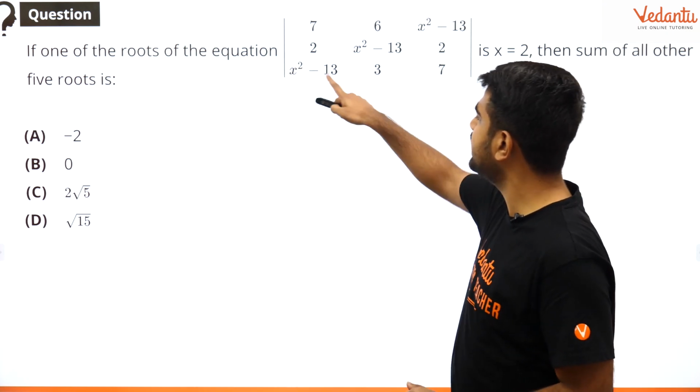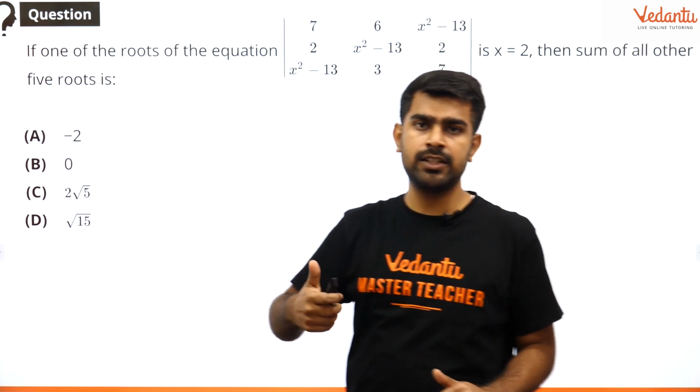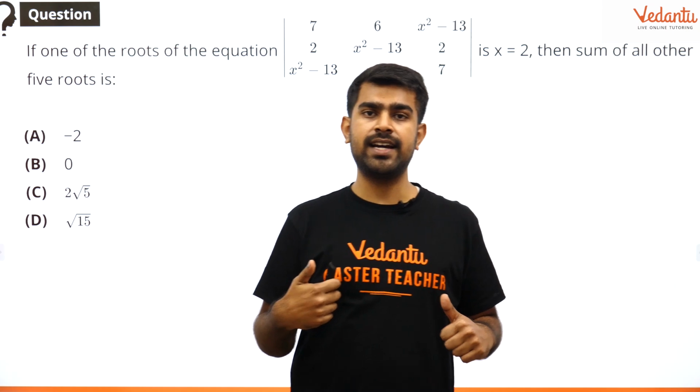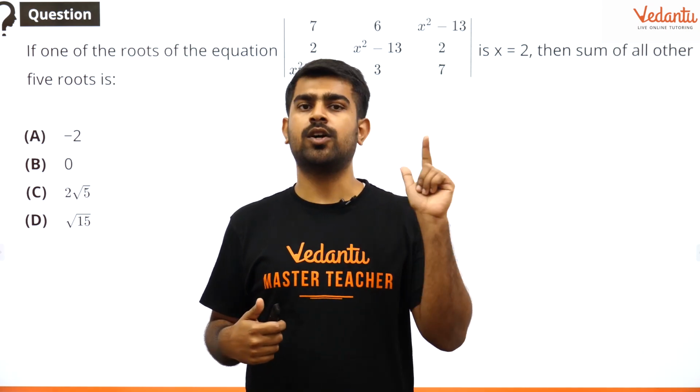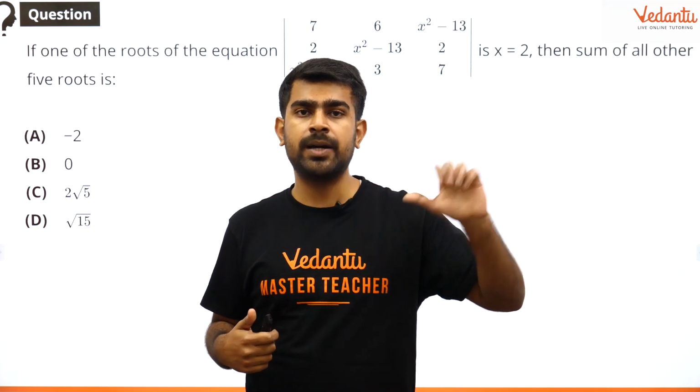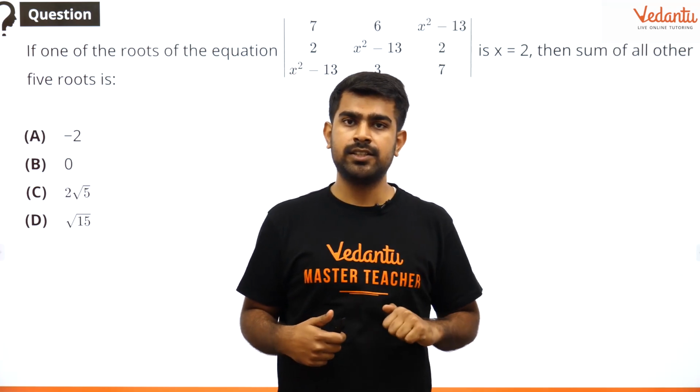Because guys, the degree when you multiply is going to be 6. So whenever a polynomial of degree 6 is there, it can have at most 6 roots. So one root is given. What about the other roots? They're going to be 5 in number, right? That is why they asked.